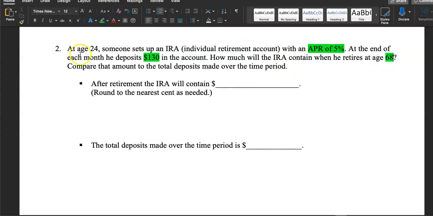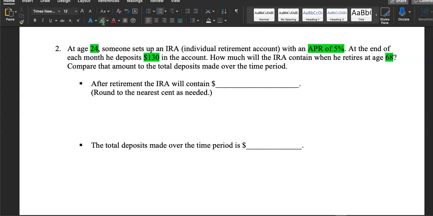Guys, I'm going to have to highlight two numbers here. If you notice, these two numbers are about his age, right? So the question will be this: how long is this investment period? How long is he paying this deposit of $130 for? If he's retiring at 68, you can do 68 minus 24 and figure out that he'll be doing this for the next 44 years. So we're looking at a 44-year investment.